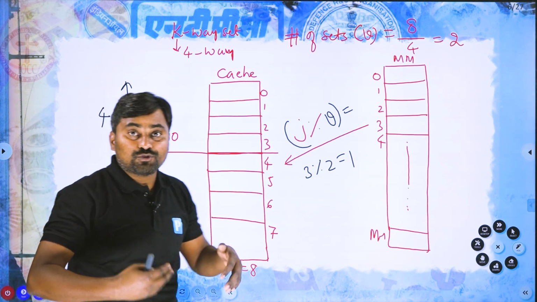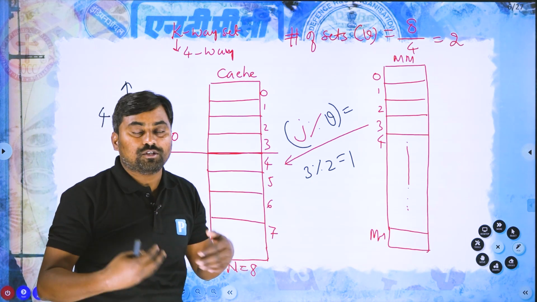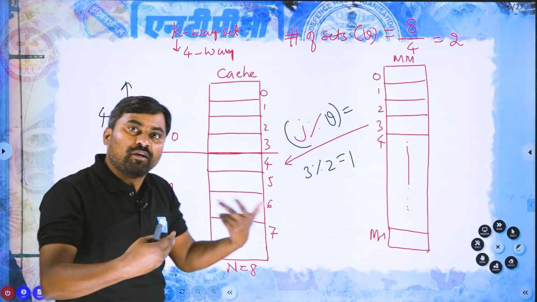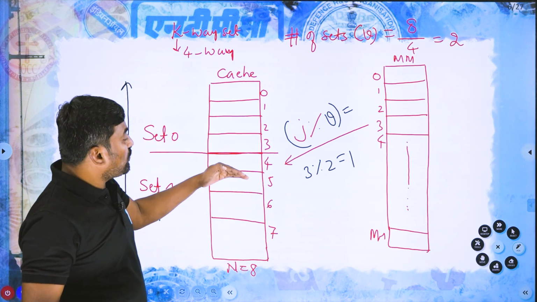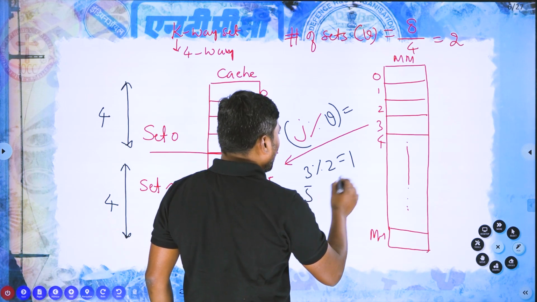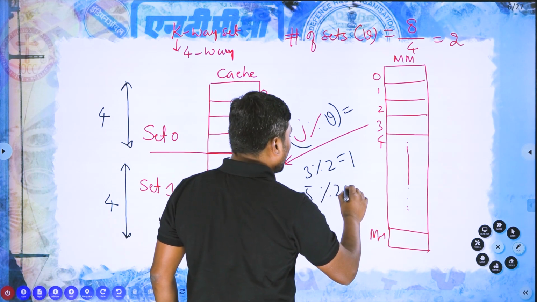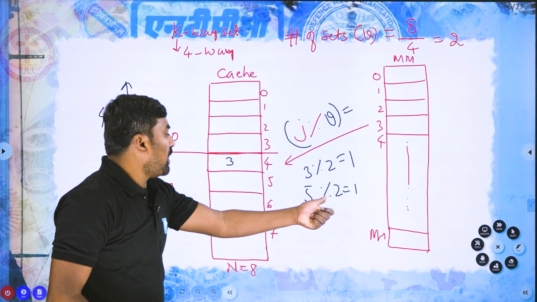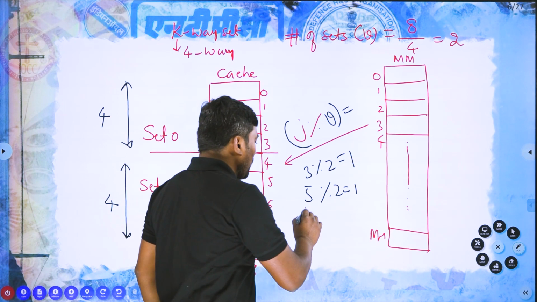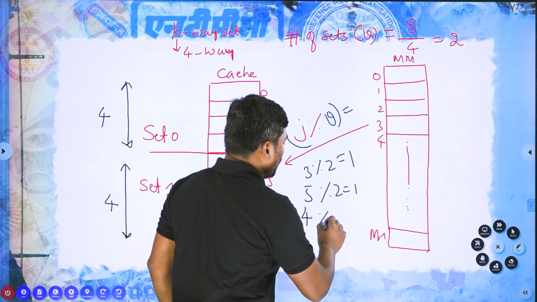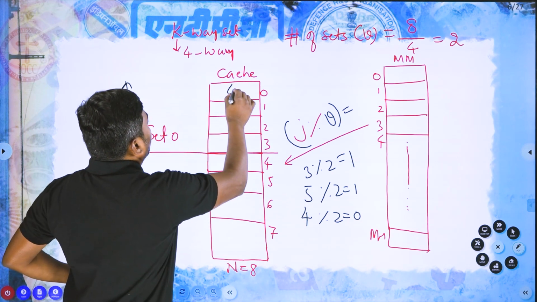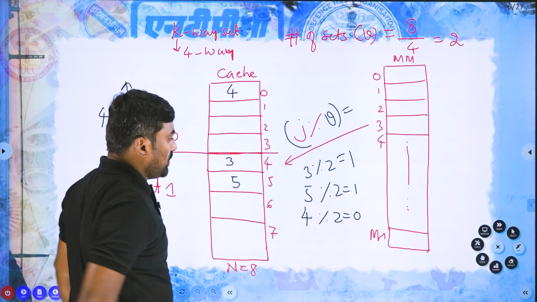This method is more flexible. What is the flexibility? In set number 1, there are 4 cache blocks, and you can place the block anywhere, one after another. I am placing 3 here. Suppose I want to load 5. 5 modulo 2 is again 1, so it maps to set number 1, and I place it in the next position. If I want to map 4, 4 modulo 2 is 0, so it goes to set number 0, and you can place it here. Then anything that comes in sequence, you place it.